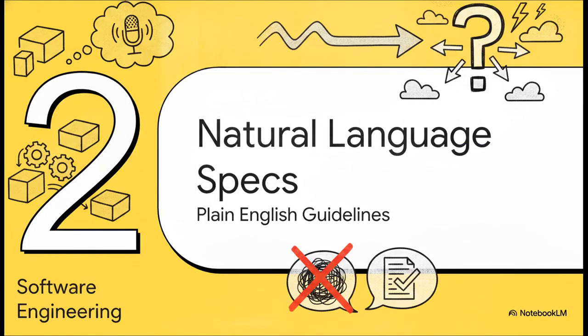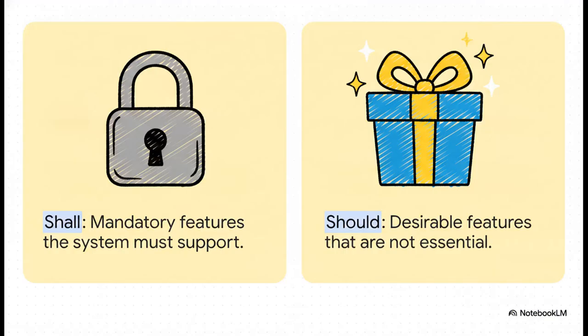All right, moving right along to Section 2, Natural Language Specifications. Plain English is by far the most common notation used out there in the industry because it's expressive and universal. But as we all know, human language is highly prone to ambiguity and vagueness. To fight that ambiguity, we have a strict standard we must follow. I like to call this the golden rule of natural language specification. And honestly, you should definitely highlight this for your exams.